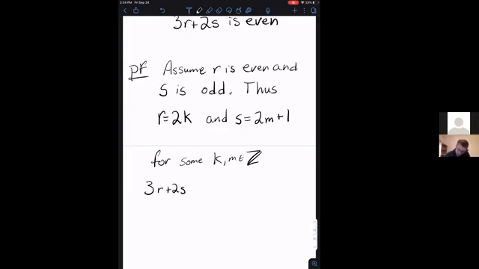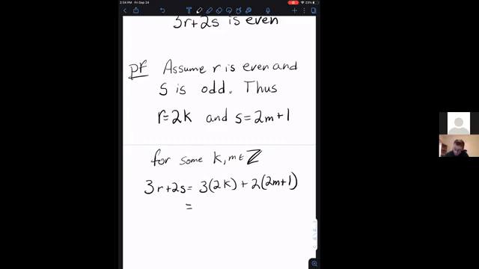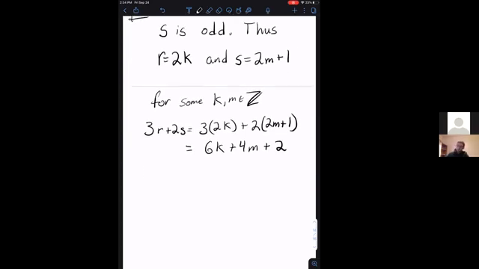Now here we go. 3R plus 2S is going to be equal to 3 times 2k plus 2 times (2m plus 1). Make sure you can get to this step. So this is going to be equal to 6k plus 4m plus 2. Which is then equal to 2 times (3k plus 2m plus 1).